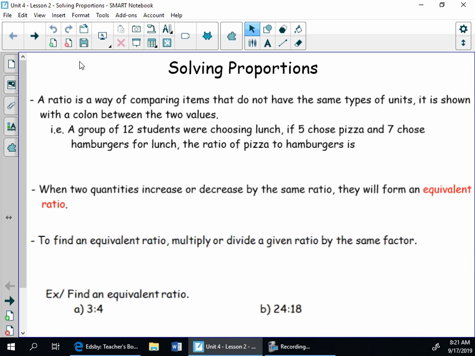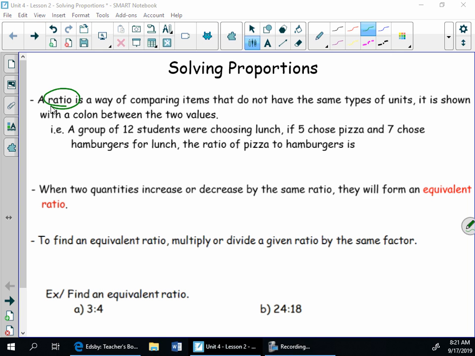A ratio is a way of comparing things that don't have the same units. And we usually have a colon between them. So for instance, if we have 12 students and they're choosing lunch, and 5 chose pizza, 7 chose hamburgers, the ratio of pizza to hamburgers, and we've seen this question before, would be 5 to 7.